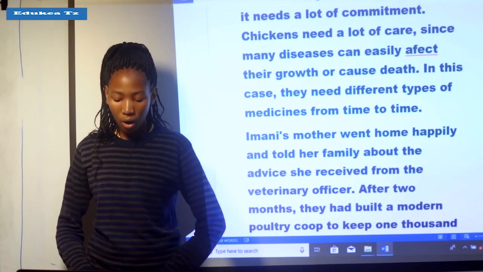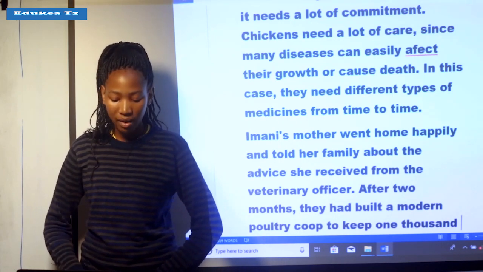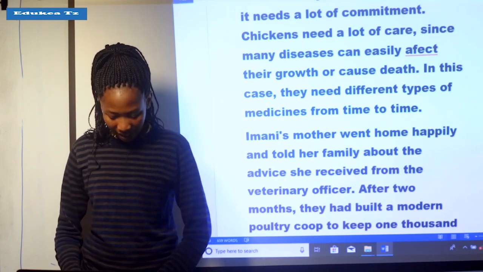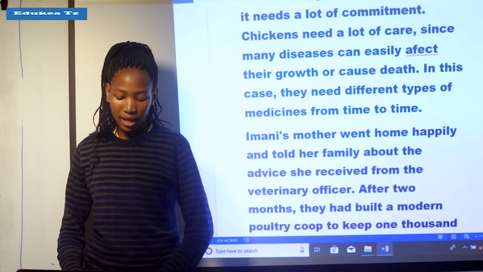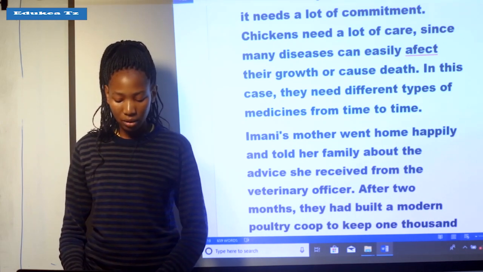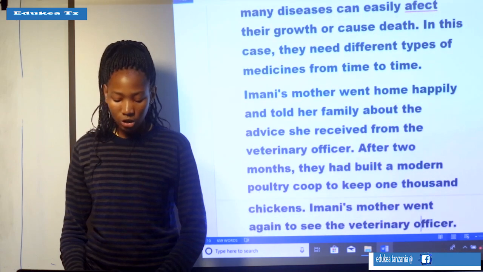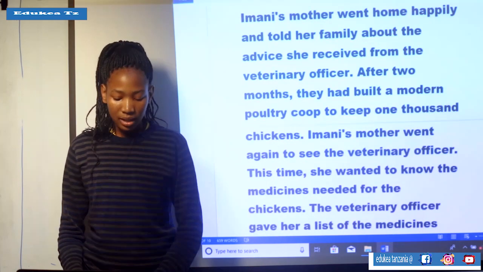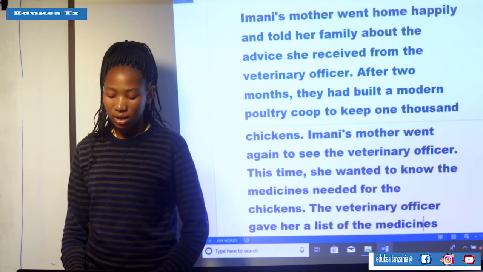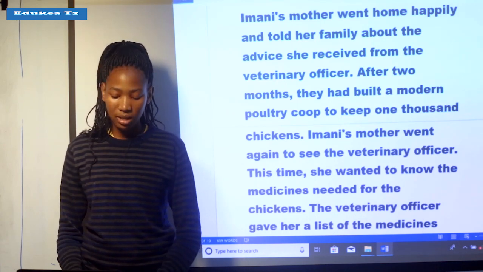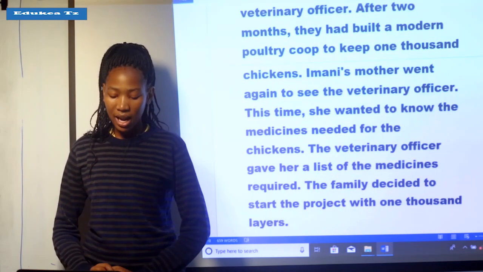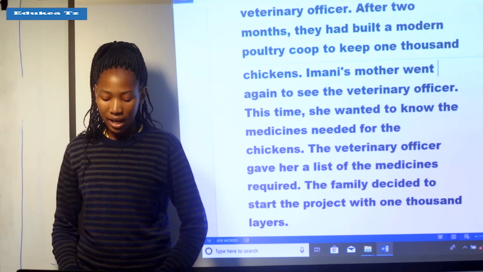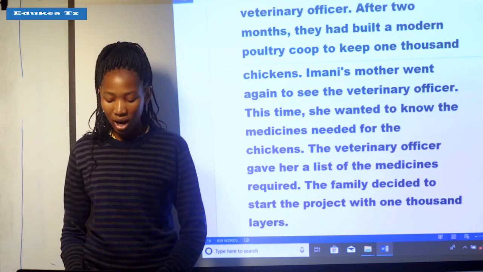Imani's mother went home happy and told her family about the advice she received from the veterinary officer. After 2 months, they had built a modern poultry coop to keep 1,000 chickens. Imani's mother went again to see the veterinary officer. This time she wanted to know the medicine needed for the chickens. The veterinary officer gave her a list of the medicine required. The family decided to start the project with 1,000 layers.